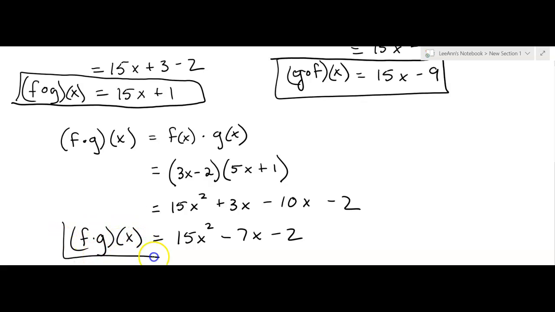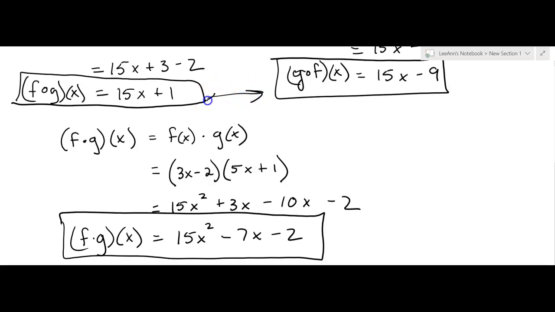So we did 3 things with these 2 functions they gave us. We found f of g of x, we found g of f of x, and notice they're not the same thing. And then we did the multiplication f times g of x. Okay, so 3 different things going on in this problem, but we want to understand the difference and how to do those 3 things. Okay, and then we're going to do some more examples as well.